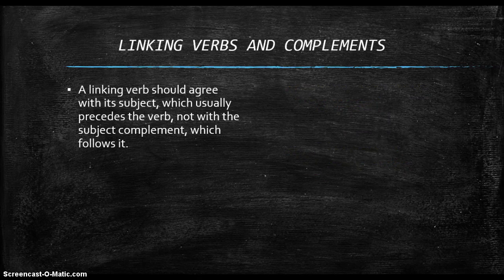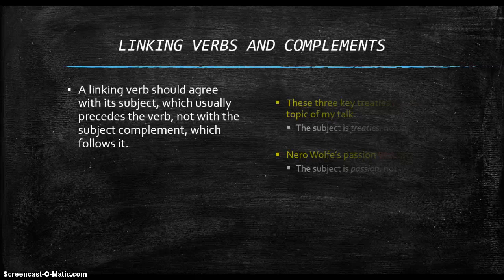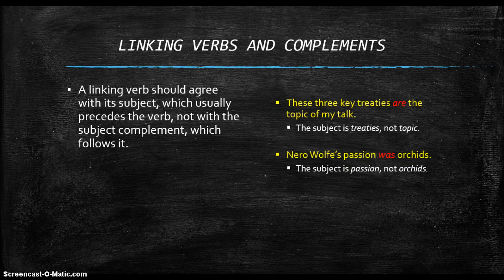We need a singular verb to go with the subject, Ming. When you have linking verbs, those have to agree with the subject also. Linking verbs are going to come in front of the verb, and you want to make sure that you don't put the verb that agrees with the subject complement, which comes after. These three key treaties are the topic of my talk. Treaties is the subject. It's plural. So it is going to use the plural verb. Nero Wolfe's passion was orchids. The subject is passion, not orchids. So you need to be very careful that you agree with the right part of the sentence.